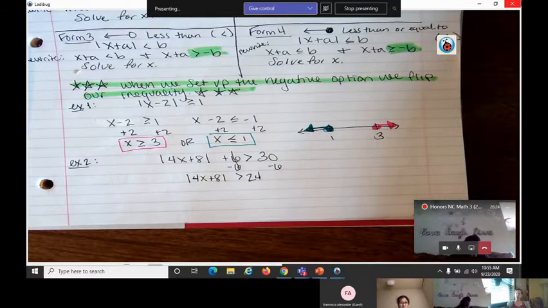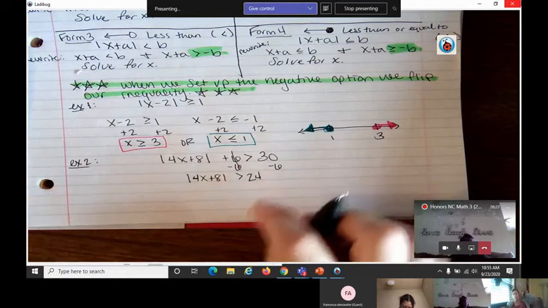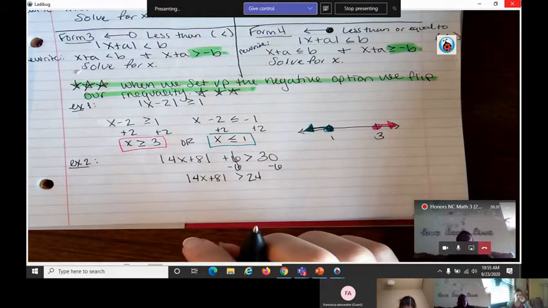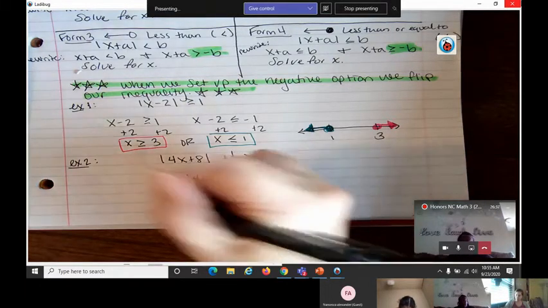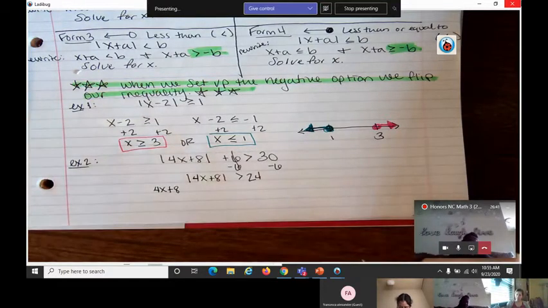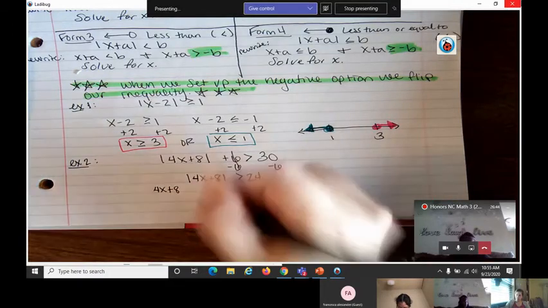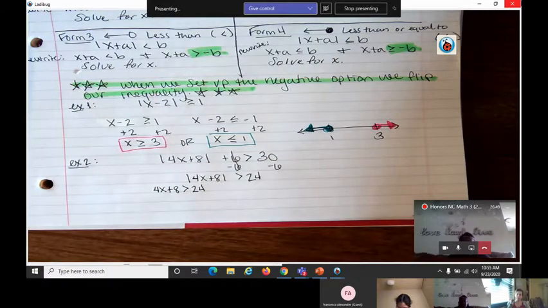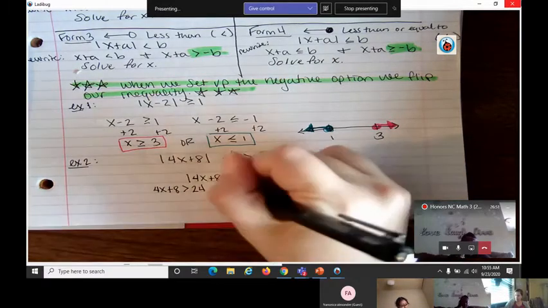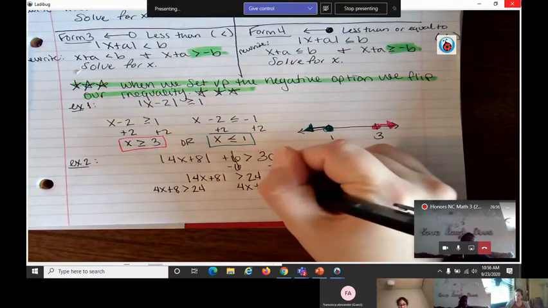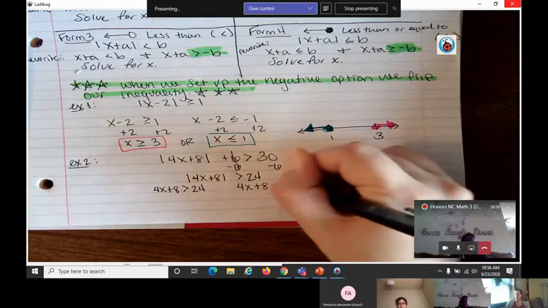So what are my two inequalities going to be when I use form 1 to break it up? 4x plus 8 is greater than 24. And then what's the other one? Then 4x plus 8 is less than negative 24. Perfect, yes.